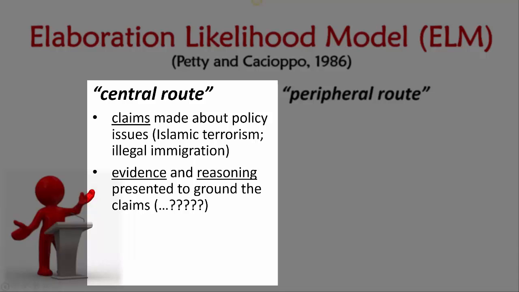So a central route processor, for instance, might have some difficulty being persuaded by this ad. The ad makes some really broad claims about the relationship between Muslims and terrorism, and therefore the reason why we need to engage in a temporary ban on Muslims entering the United States. There is a claim that's made about Mexico paying for a wall to keep illegal immigrants out, but there's absolutely no evidence or explanation as to how Mexico would pay for that wall, why they would pay for the wall, why a wall is even necessary.